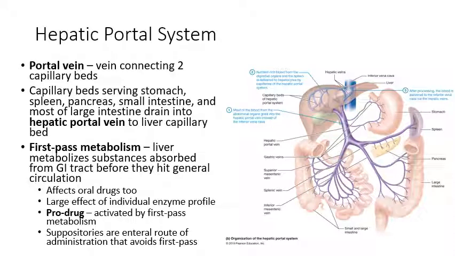There is actually one part of the intestine that does not drain into the liver this way, which is the lowest part, right near to the rectum itself.